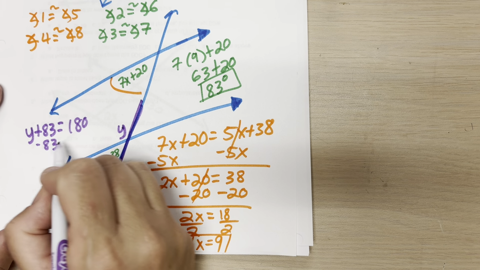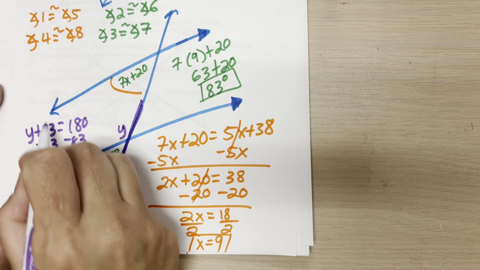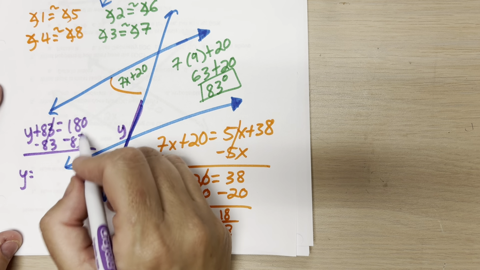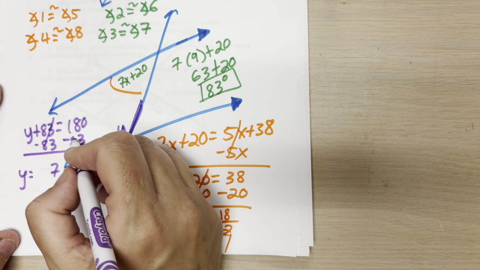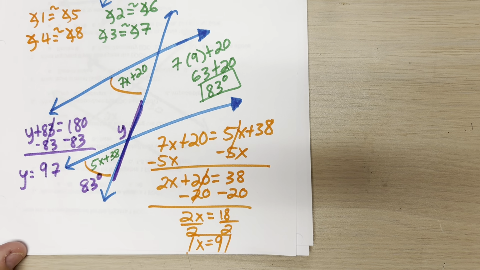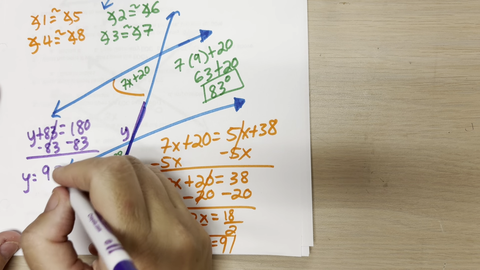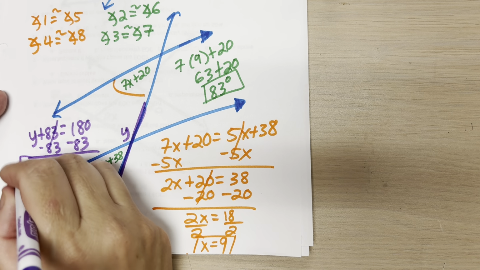And I'm going to subtract 83. So let's see what happens there. 10 minus 3, 7. 17 minus 8, 9. 97. There we go. y is 97 degrees.